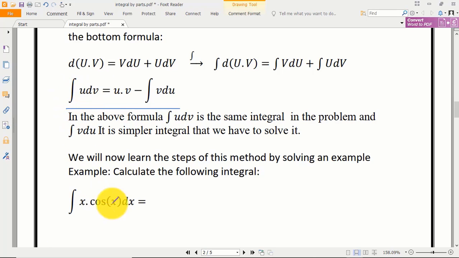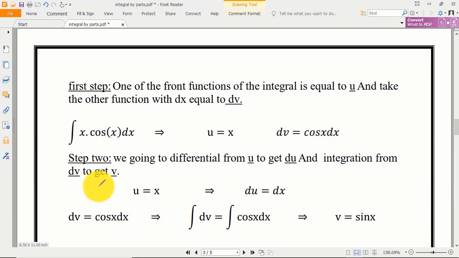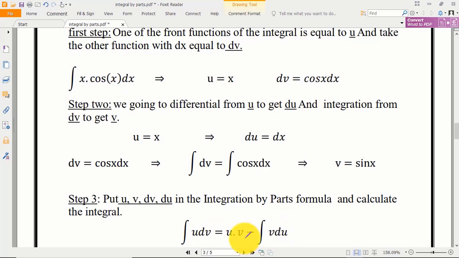The left-hand side integral, the integral of x cosine x dx, is equal to the integral of u dv. I just need to take one part as u and the other part, consisting of dx, as dv. Here we have x as u, and cosine x dx as dv. Look at the formula. You also have to find v. Here we have both u and v, also du and dv. But all we have is u and dv. So we have to find du and v. Don't worry, I'll show you how to find du and v from this formula.